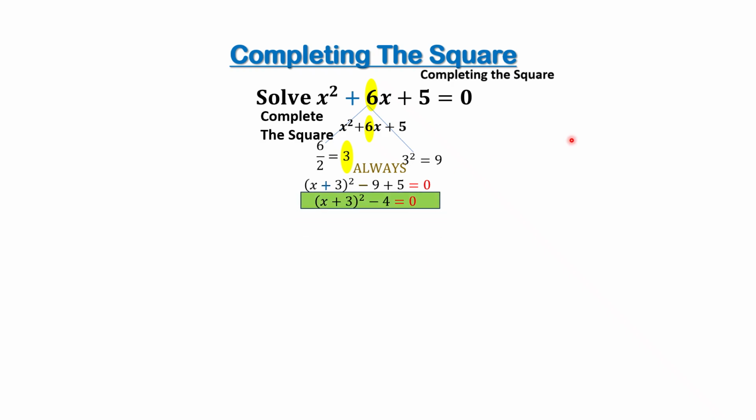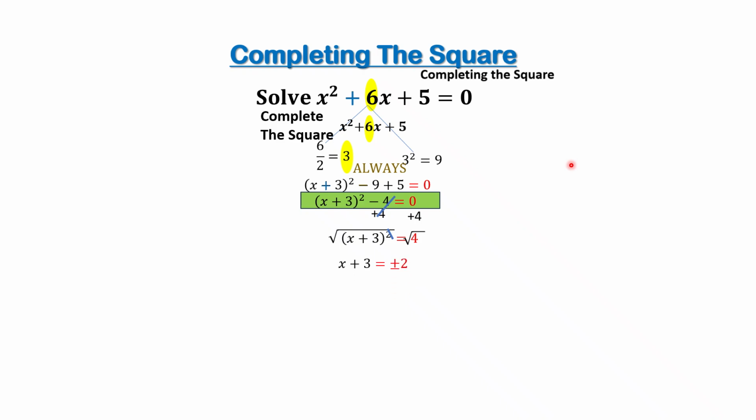Now, if it's solve, we'll do plus 4 on both sides. So you'll have x plus 3 squared equal to 4. Square root both sides to get rid of the power. So the 2 and the square root will cancel. You'll just end up with x plus 3 equals plus or minus 2.